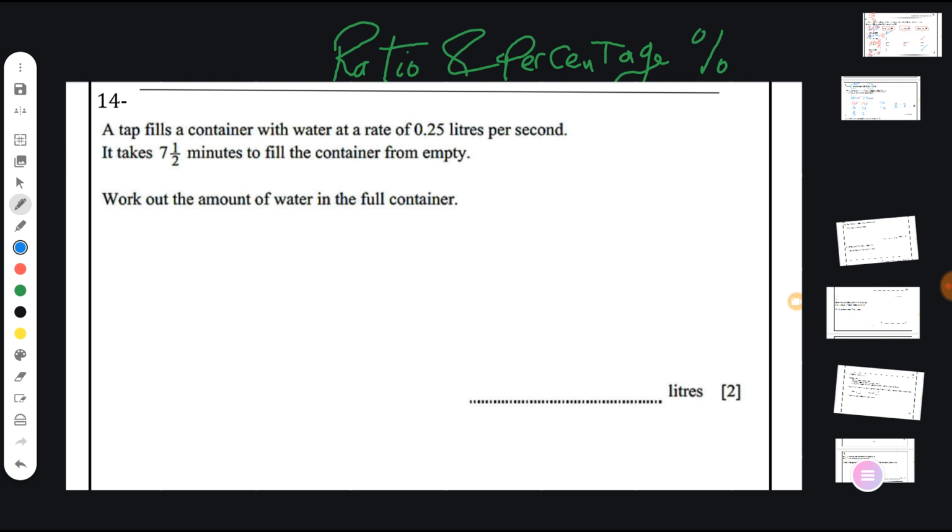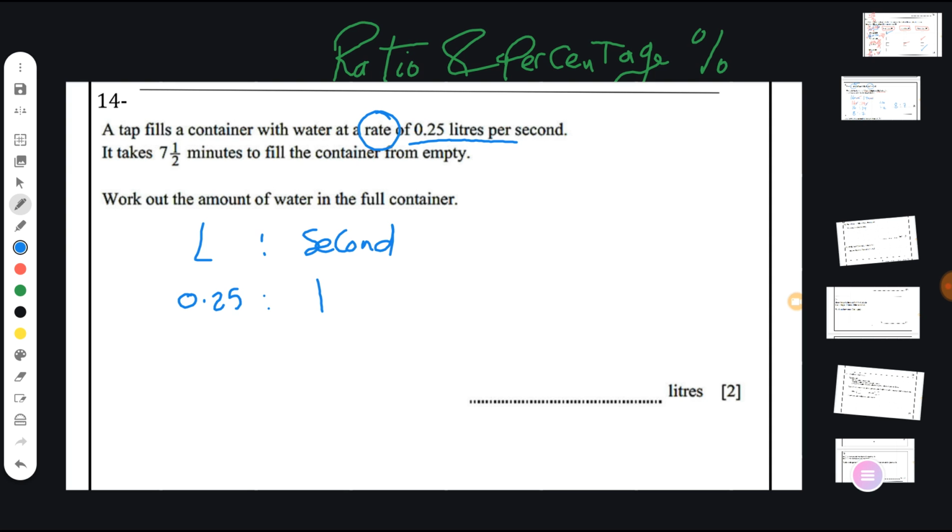Okay. This is called what? This is called rate. And rate is one of the ratios with different quantities. So rate is a ratio, but with different quantities. The quantities here are liter to second. Okay. So it is 0.25 liter to 1 second. Okay? It takes 7.5 minutes to fill the container from empty.